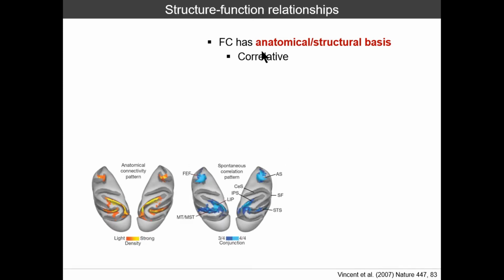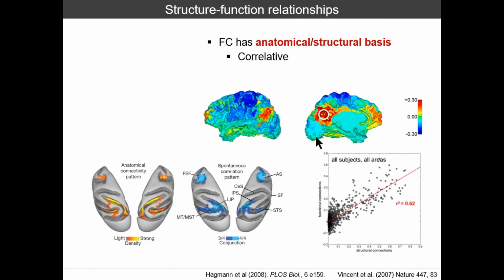And there's lots of really nice evidence that functional connectivity should have this anatomical or structural basis. Much of it's correlative. There are a lot of examples where strong correlation of spontaneous activity is underpinned by strong anatomical connectivity. This is in macaque, but you can also do the same thing at the whole brain level with human data generated from fMRI and diffusion imaging.